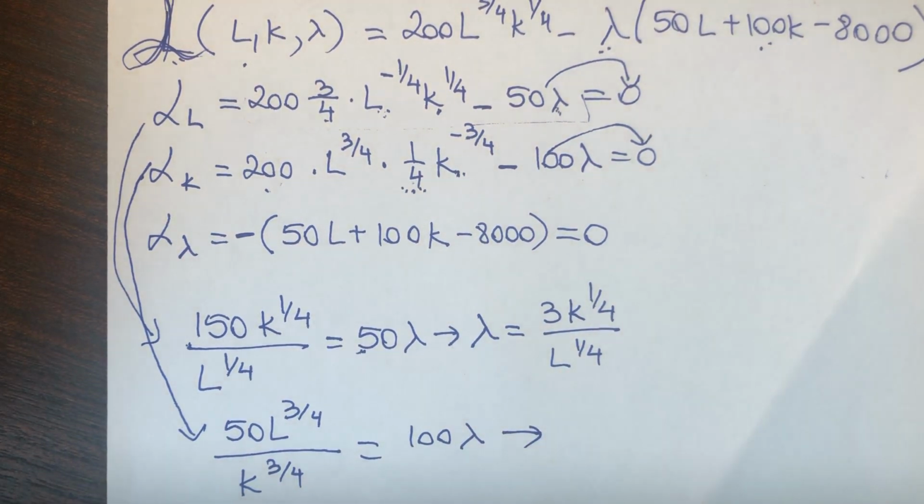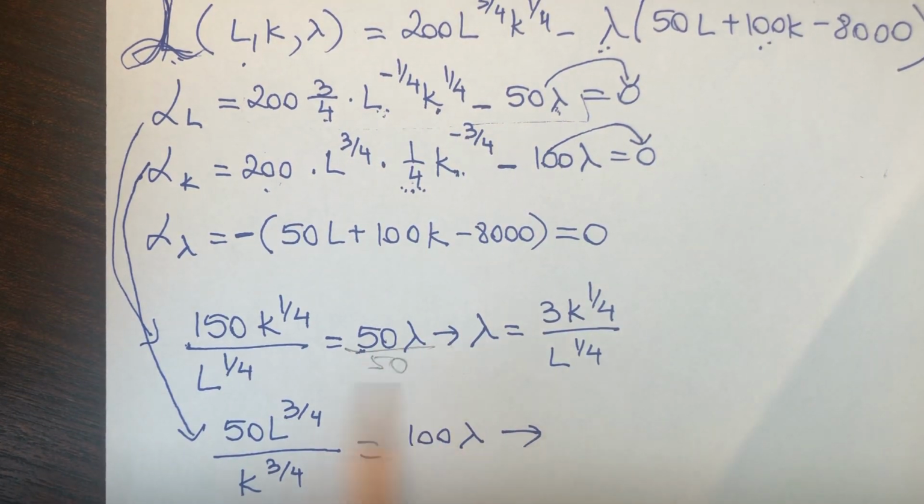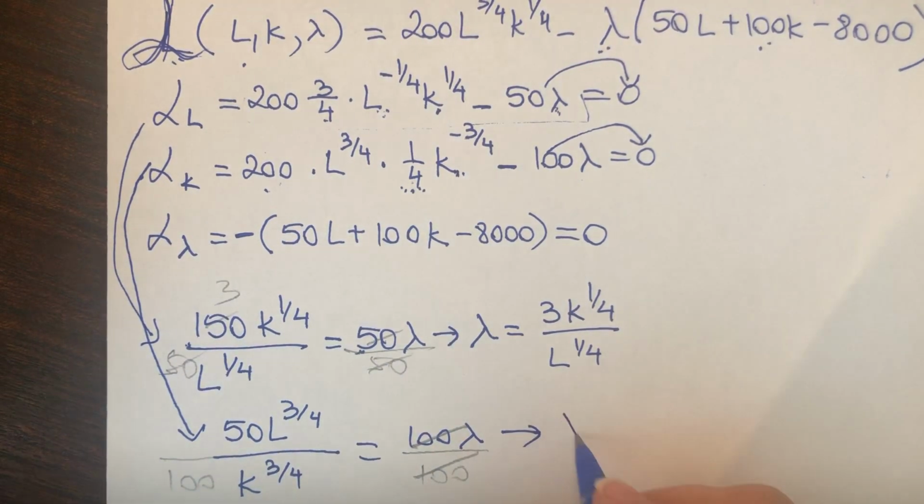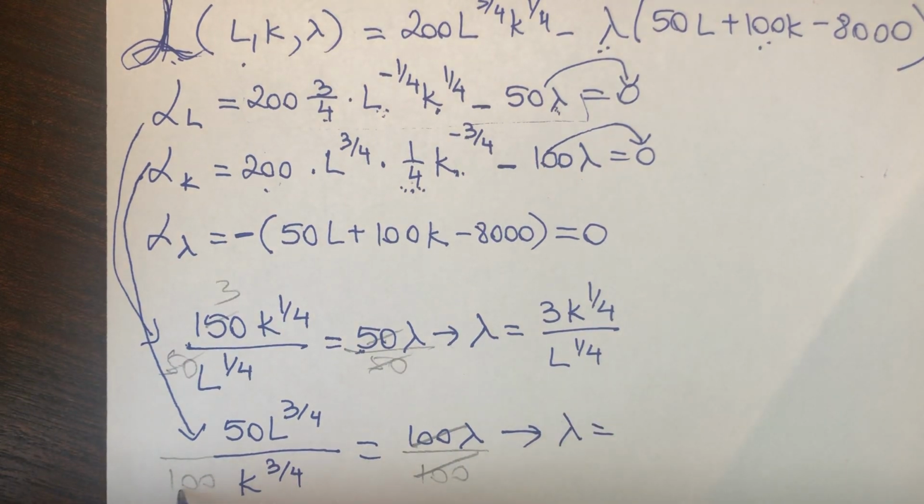So one more thing. Take and divide both sides by 50, and that's how we came up with that. Now I'm going to divide by 100, both sides. So what do we get? We get that lambda is going to equal the 50 and 100 reduce to a 1/2.